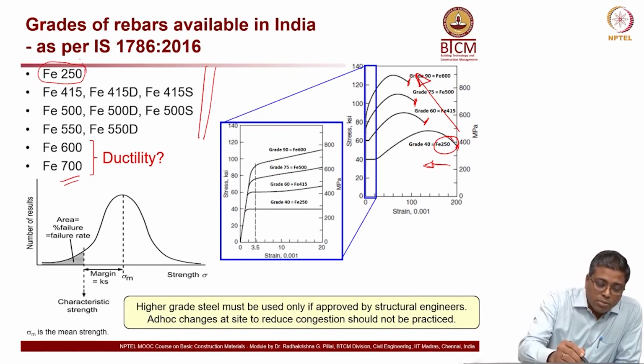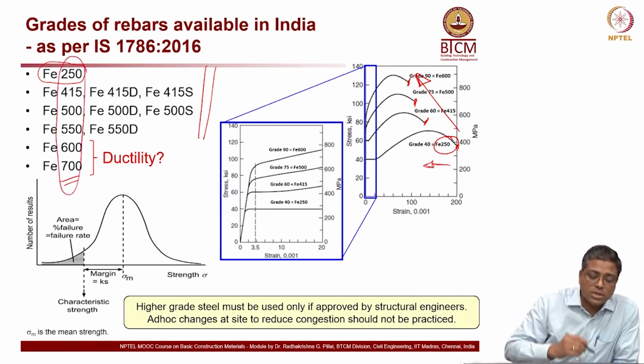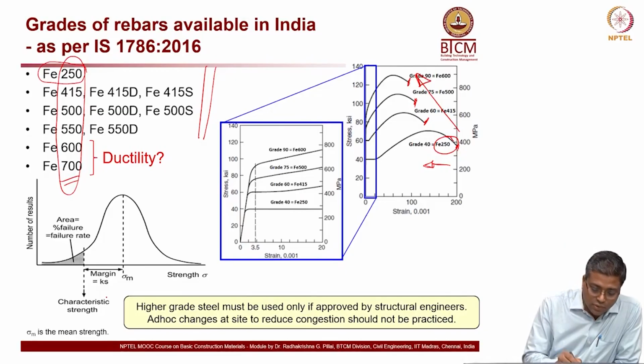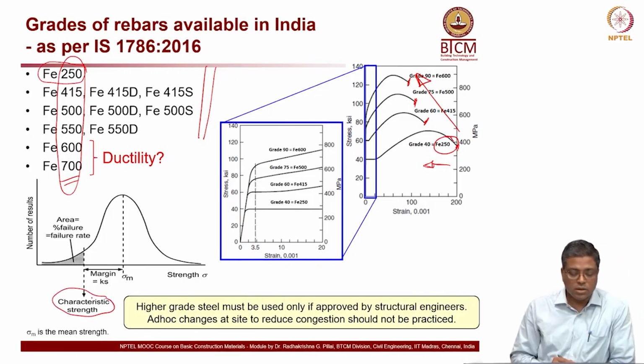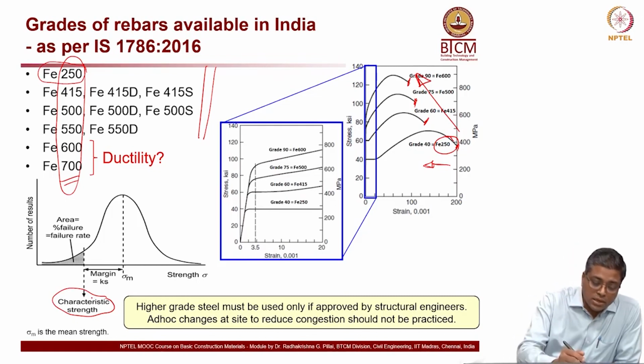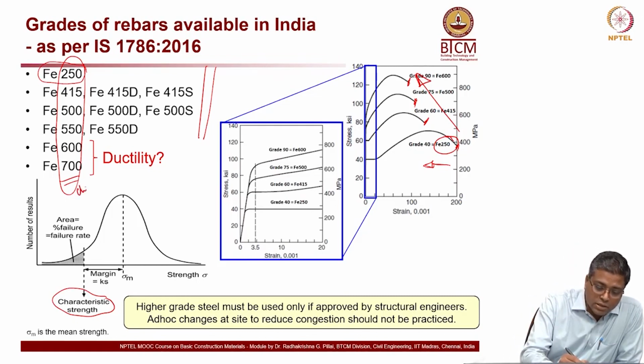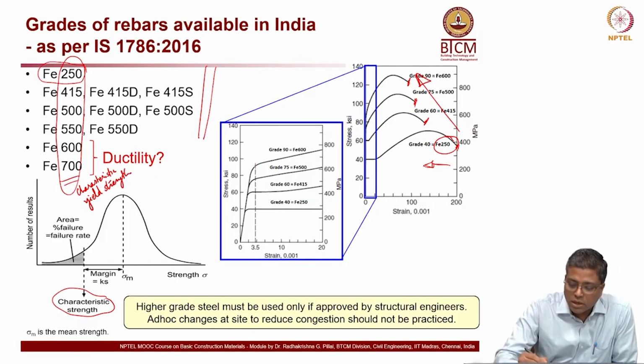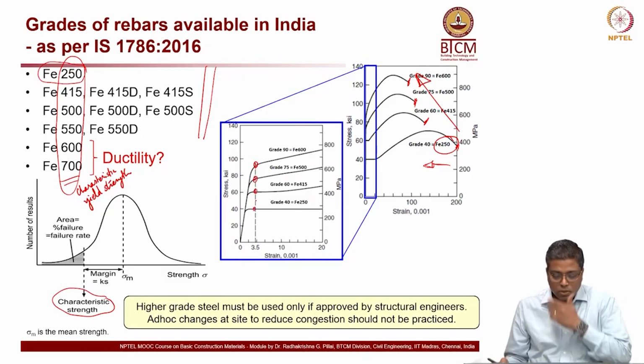Now what are these numbers? All these numbers are characteristic yield strength. We looked at this characteristic strength in the early lectures, and so these are the characteristic yield strength of the bar. I'm talking about these points here, characteristic yield strength.